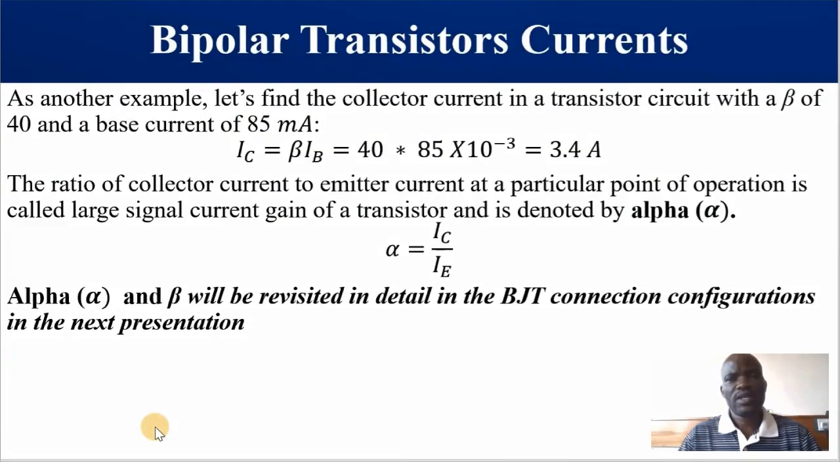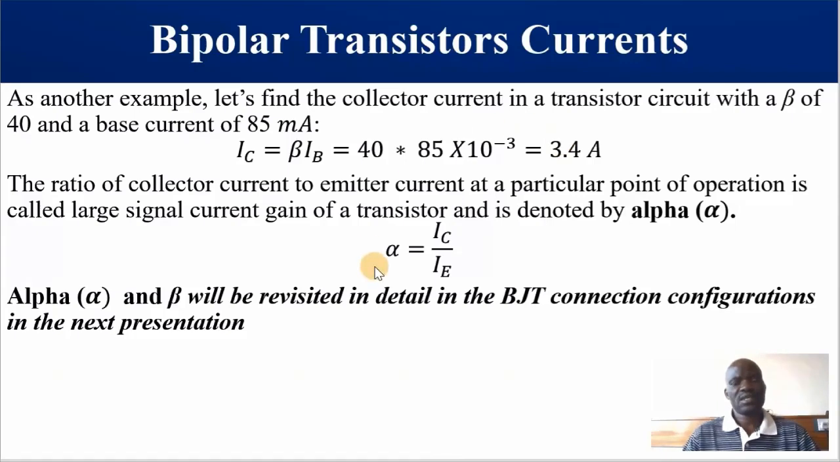Guys, we've come to the end of the BJT presentation, but it's after solving this one. Find collector current in a transistor circuit with a beta of 40 and a base current of 85 milliamps. We use our formula. Collector current is equal to beta IB. You multiply the 2, you get 3.4 amps. If you don't get this on your calculator, there's something wrong with your punching.